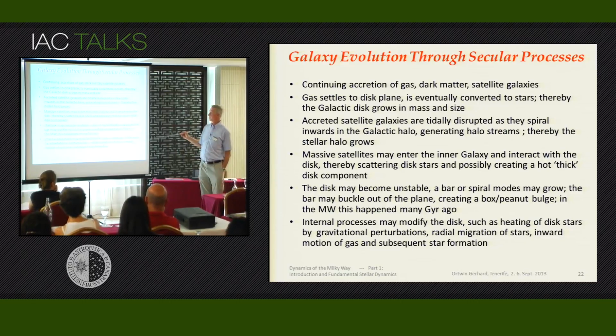And then there's also heating processes by gravitational perturbations, radial migration, and then inward motion of gas mediated by gas and spirals, and subsequent star formation in the center. So all of this may go on as our galaxy ages and becomes more mature in the sense of having more stars and less gas with time.